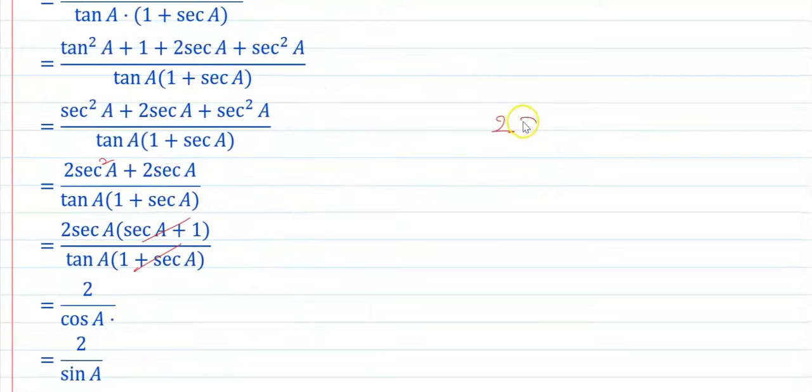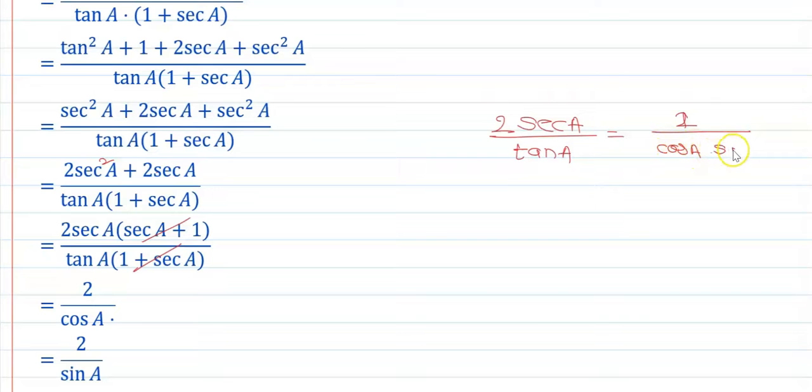Here is 2 times sec of a, divided by tan a. Now we will simplify this. How to simplify it? Here 2 upon sec means cos, that is 2 cos of a, and tan means sin a upon cos a. This cos a gets cancelled and you will get 2 upon sin a.